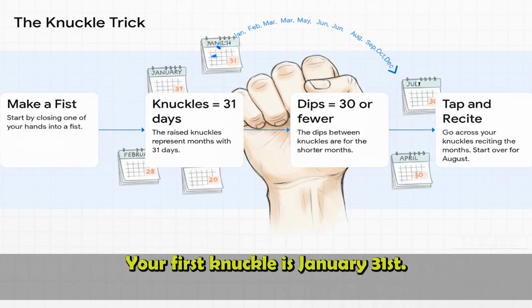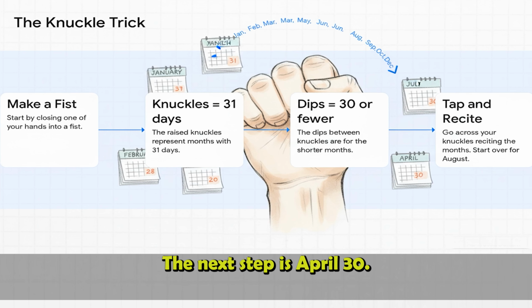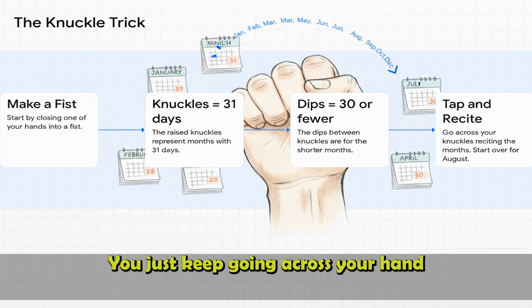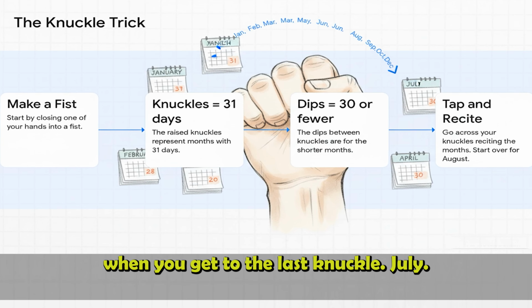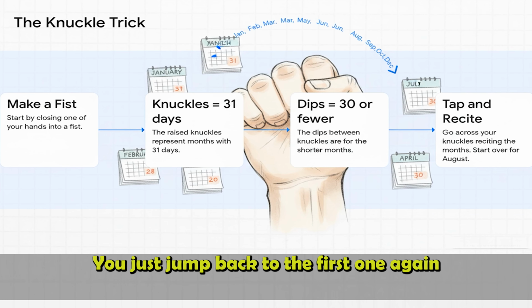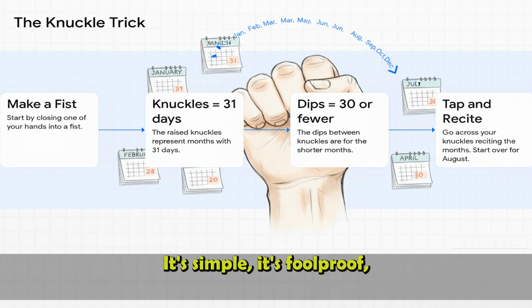Let's try it. Your first knuckle is January, 31. The dip is February. The next knuckle is March, 31. The next dip is April, 30. You just keep going across your hand. When you get to the last knuckle, July, you just jump back to the first one again for August. It's simple, it's foolproof, and it works every single time.